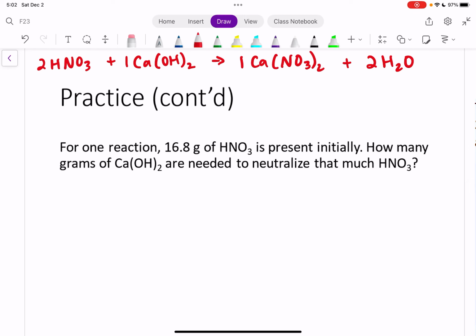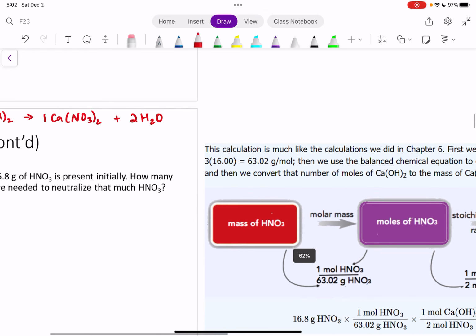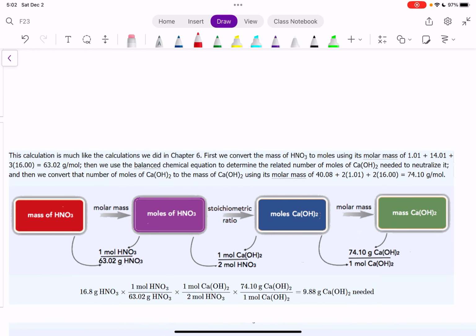Okay, so in order to solve this problem, we've got to do a little bit of stoichiometry. But first I want to show you the general setup. This setup for these problems is going to be very similar to the calculations we did in Chapter 6 for stoichiometry. And we've been practicing them since as well. So the idea here is we start with the mass of our first substance, and I'm going to just call that substance A. And we're trying to convert to the mass of our substance B. So we're trying to go from grams of A to grams of B.